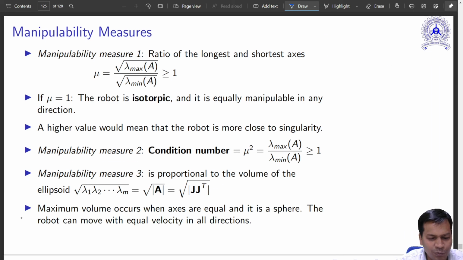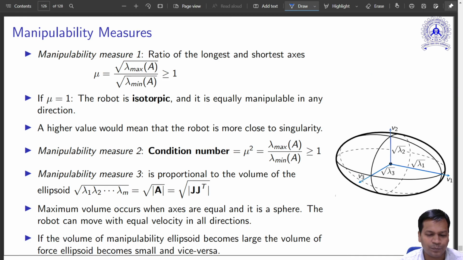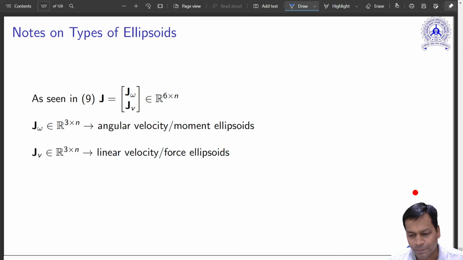Maximum volume occurs when axes are equal. That is, a sphere has the maximum volume, when all lambdas are the same. And then it is the best possible optimum condition for the robot. So this is how it looks. There are different ways to say the same thing, and there are some mathematical interpretations of what we see in day-to-day life.